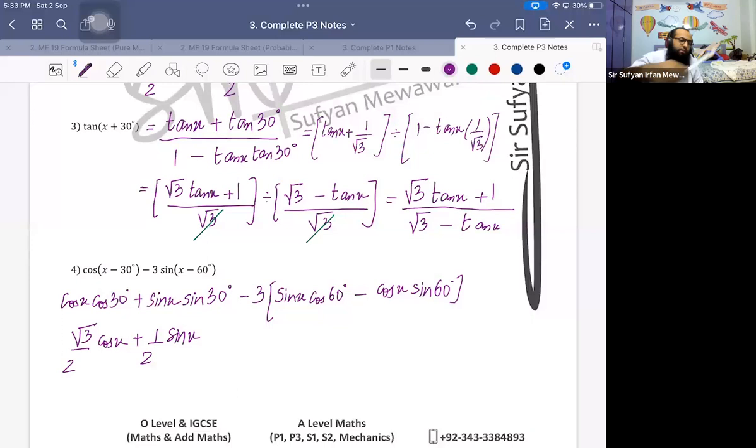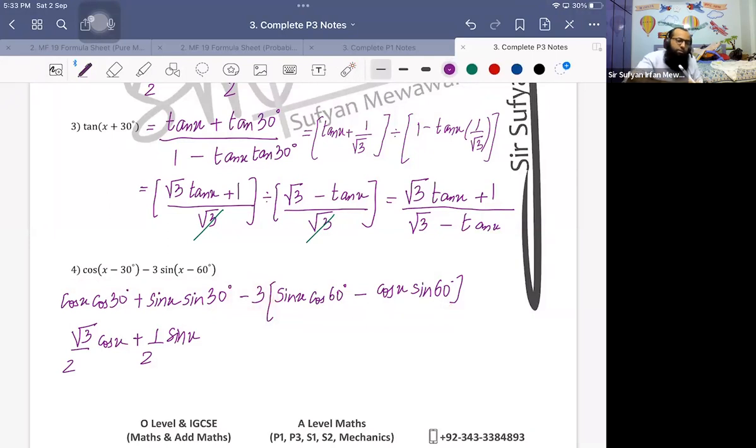So I got disconnected. I'm back. So we are discussing the fourth example: cos of x minus 30 minus 3 times sine of x minus 30. Cos x minus 30 is cos x cos 30 plus sin x sin 30. Then sin x minus 30 is sin x cos 60 minus cos x sin 60. And whatever expansion we get, we are going to multiply it by 3.